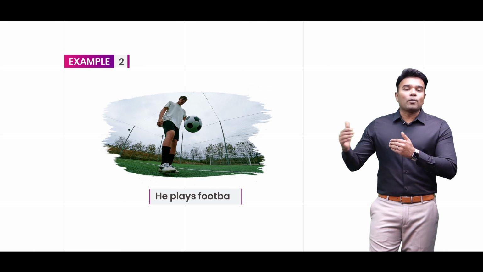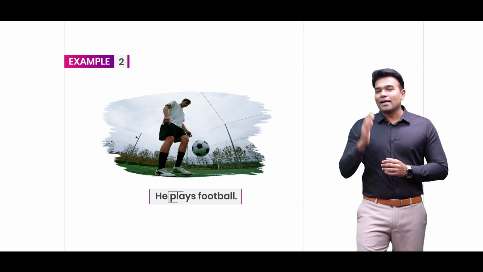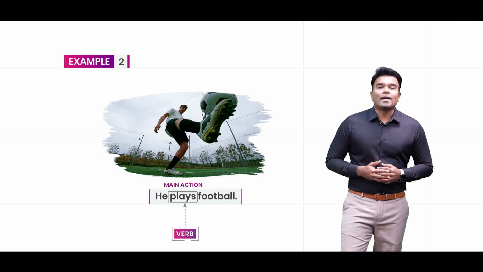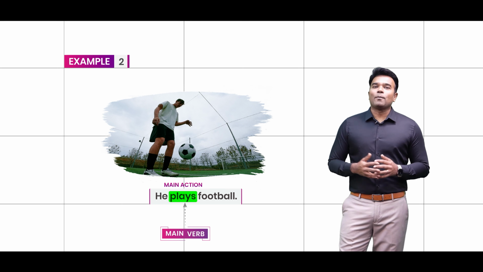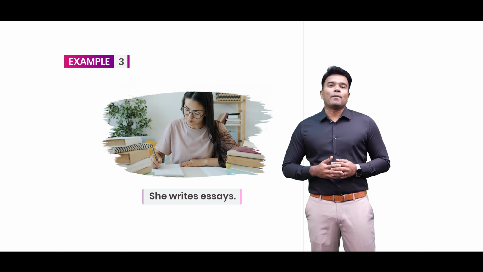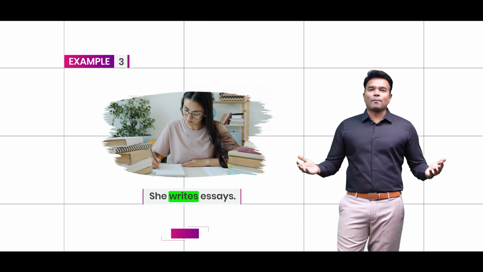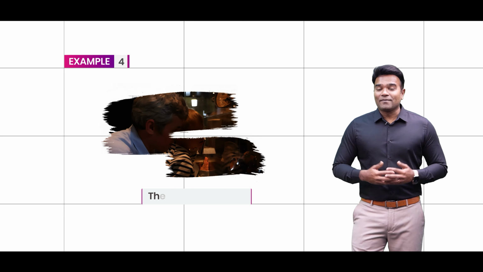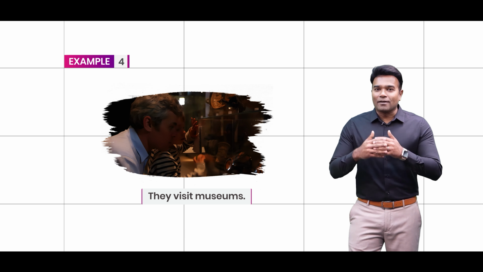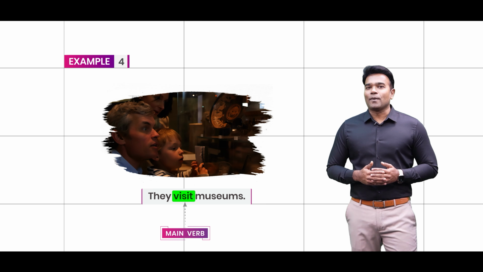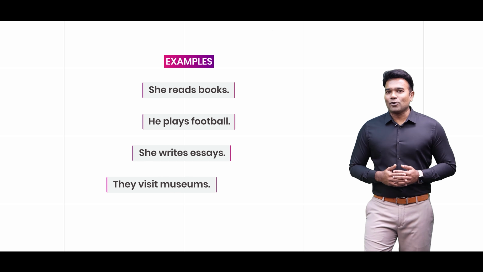Similarly, have a look at this example. He plays football, and again you know that plays here happens to be the dominant or the major action that is happening, and hence we categorize plays as the main verb. Similarly, have a look at this. She writes essays. Obviously, writes happens to be the main verb in this sentence. And then finally, have a look at this. They visit museums, and in this, visit happens to be the primary action and hence is categorized as the main verb.